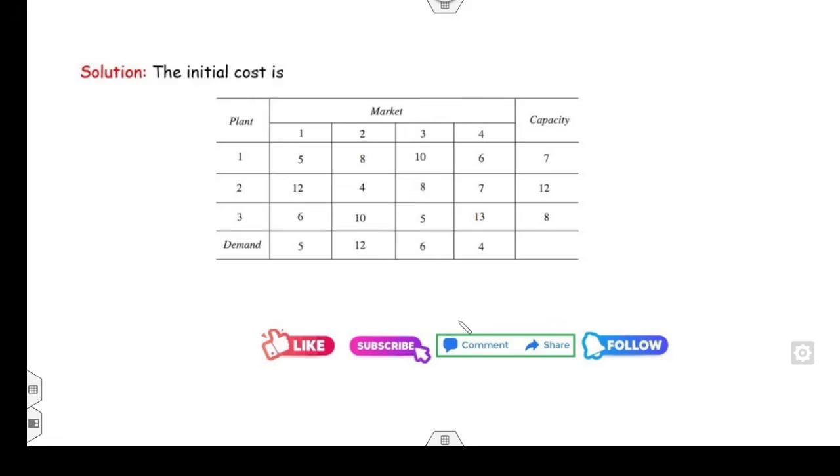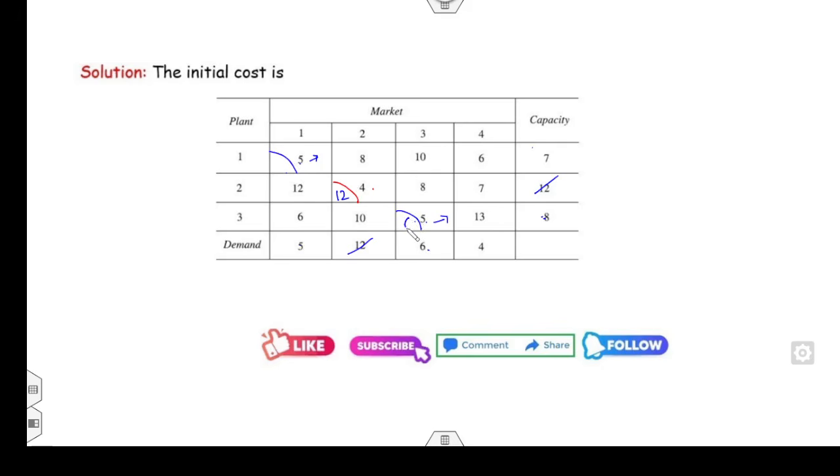So let's start with the allocation. Minimum element is my 4. Fine. So I can put the allocation corresponding to the 4 is 12. Minimum is 12. Next allocation is 5. This 5 and this 5. Corresponding to this 5, the allocation is minimum of 6 and 8, which is 6. Corresponding to this allocation, 5 and 7 is 5.